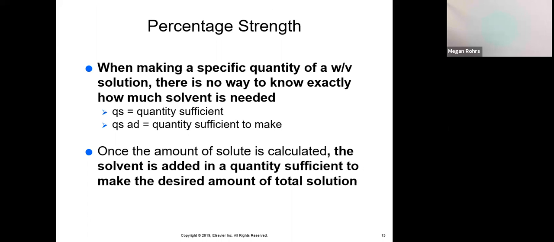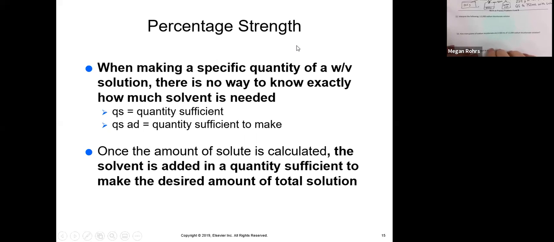And then this last slide here on percentage strength, this is discussing what I was just talking about on that last example of quantity sufficient. So when you're making a specific quantity of a weight per volume solution, there's no way to know exactly how much solvent we need, and that's because that powder dissolves and takes up space of its own. So the solvent, especially in the directions like this one here on number 10, we're always going to say QS or add enough to get up to the total volume.